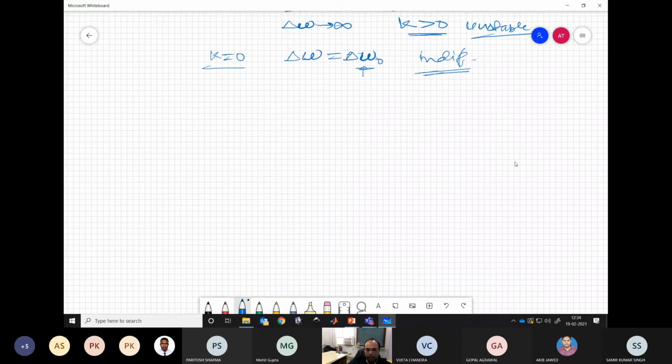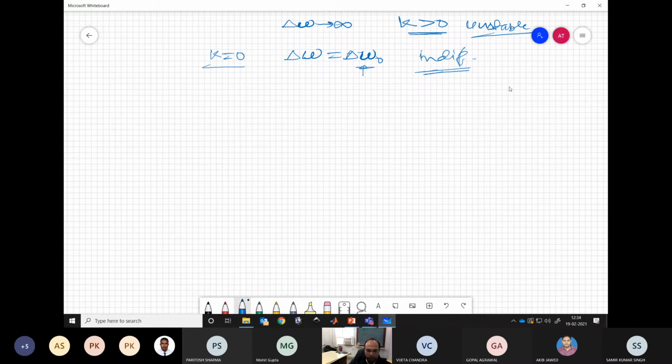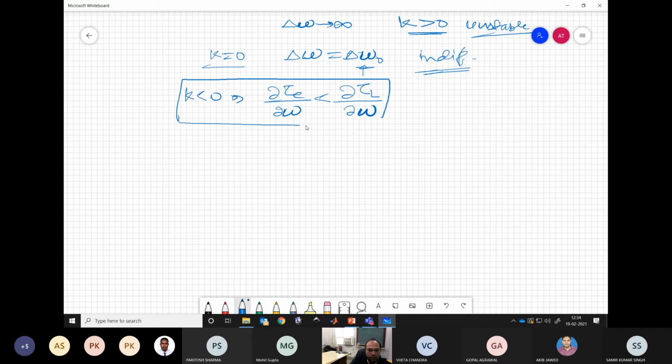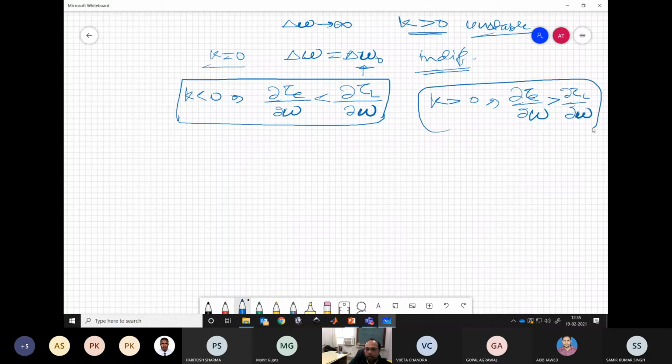Now, what is the meaning of this k greater than 0 and k less than 0? When we say k less than 0, basically what we are saying is that the slope of the electromagnetic torque should be lesser than the slope of the load torque. This is the condition for a stable operation. And when we say k is greater than 0, it means the slope of the electromagnetic torque is greater than the slope of the load with respect to omega.